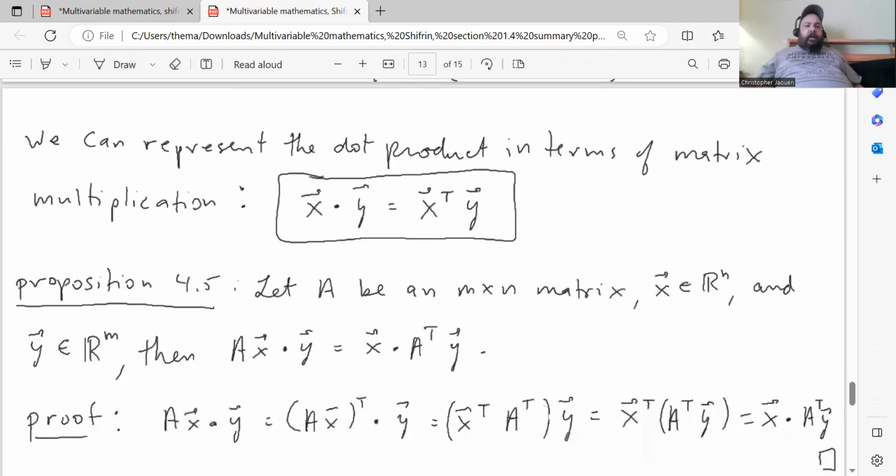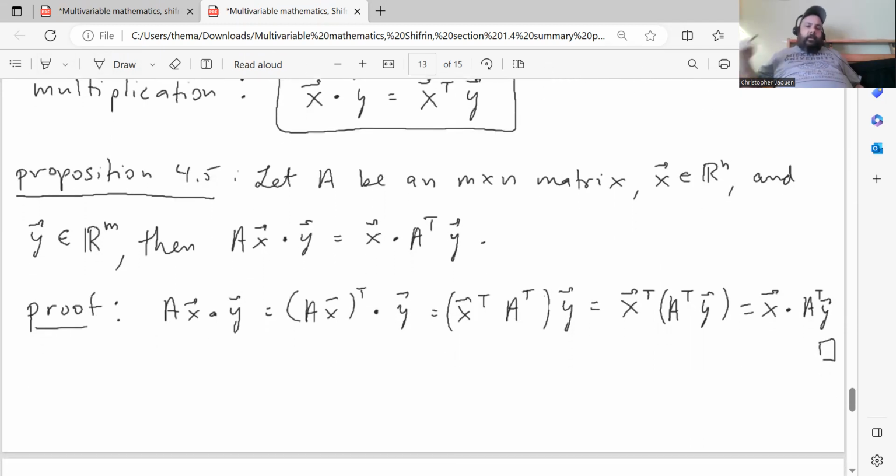All right, last thing here, we can represent the dot product in terms of matrix multiplication. So the dot product of X and Y is the same thing as the matrix multiplication X transpose times Y. And we have an important theorem here. Let A be an M by N matrix, X in Rn and Y in Rm. Then if you take the dot product of AX with the vector Y, that's equal to the dot product of the vector X with the vector A transpose Y. So if you want to move a matrix product across a dot product, you have to transpose the matrix, right?